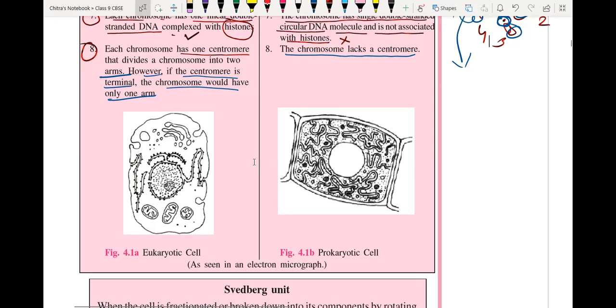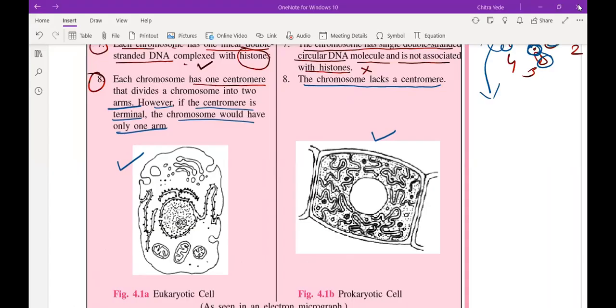Okay, so here we have to go to that structure first. This is the structure of a eukaryotic cell and this is the structure of a prokaryotic cell. Can you tell where the chromosome is here? Wait a second.